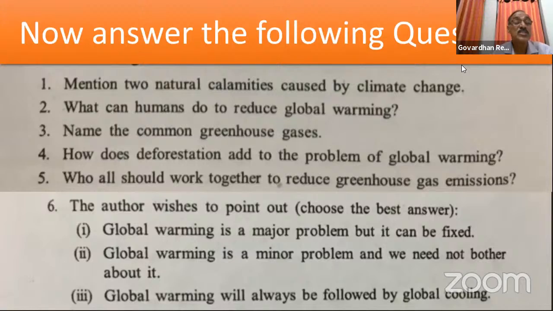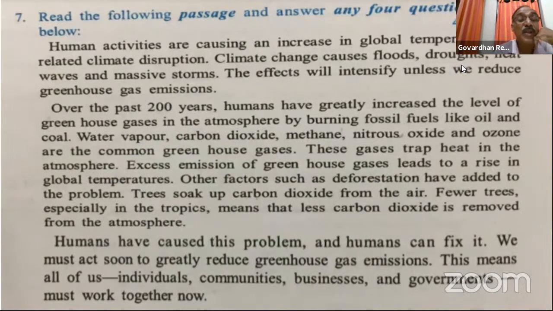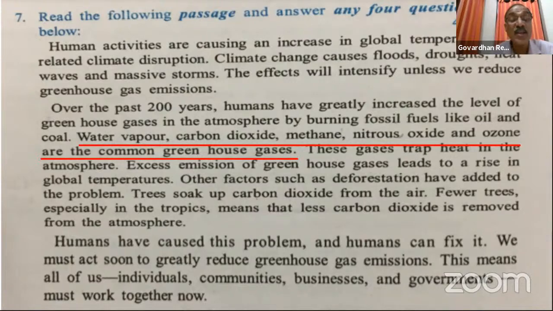Next, coming to the passage questions again. Name the common greenhouse gases. He has mentioned some common greenhouse gases. So the keyword is greenhouse gases. You can find it in the second para. Water vapor, carbon dioxide, methane, nitrous oxide, and ozone are the common greenhouse gases. You can write this line as it is.